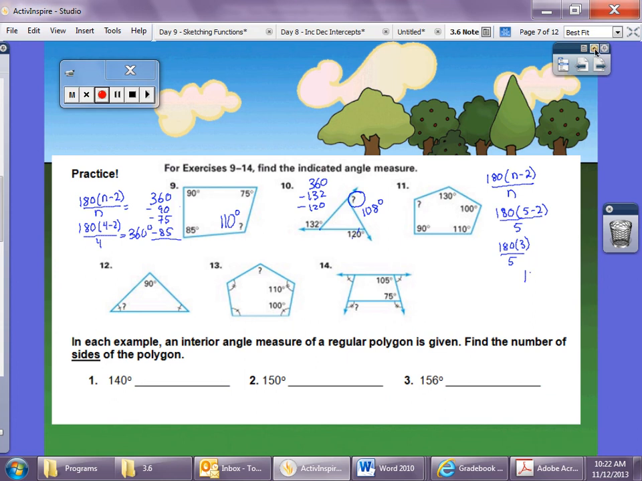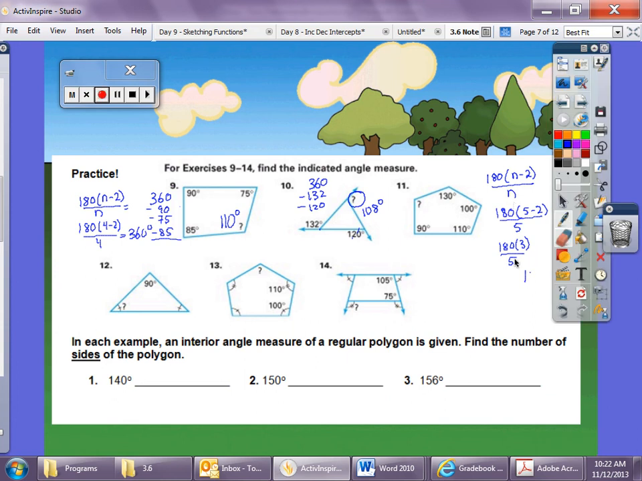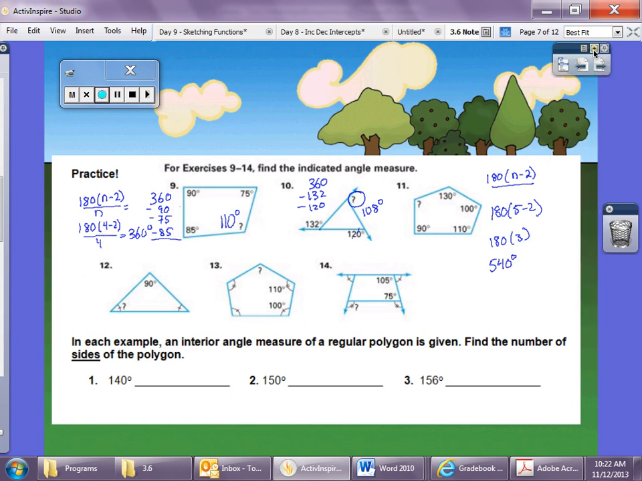Or actually, scratch that. I don't want to divide by n. That's the measure if it's a regular polygon. This is not a regular pentagon. So 180 times n minus 2. So 180 times 5 minus 2. So 180 times 3. That gives us 540 degrees. So pentagon is 540. So now we subtract all of these.